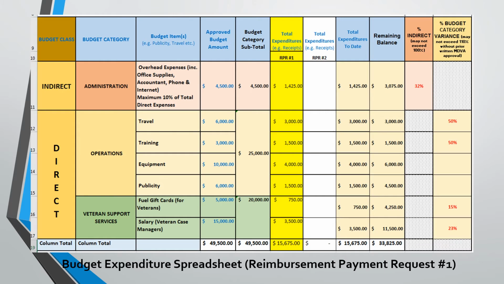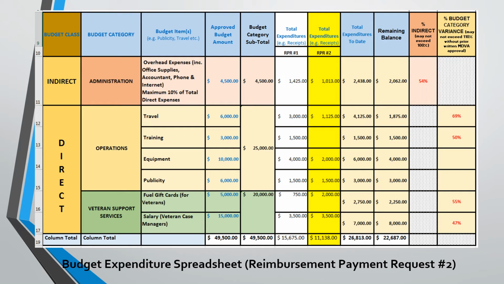On the budget expenditure spreadsheet, the grantee is going to report their grant expenditures as it relates to their original budget. So in this example, if you look at the highlighted yellow column, the payment request is going to be for a total of $15,675.